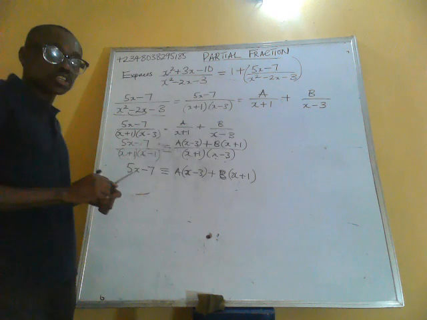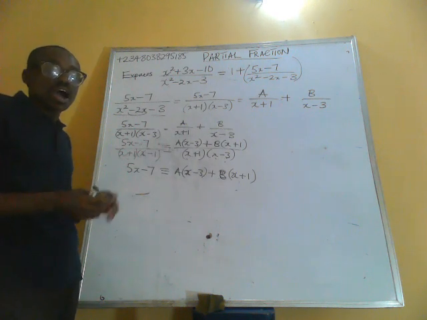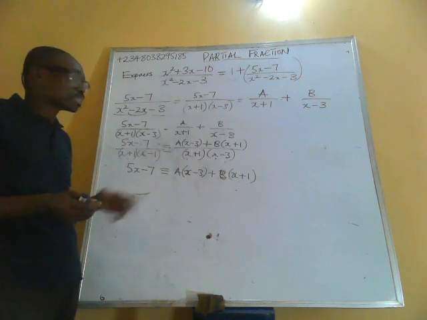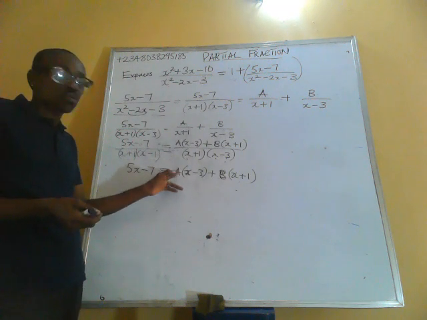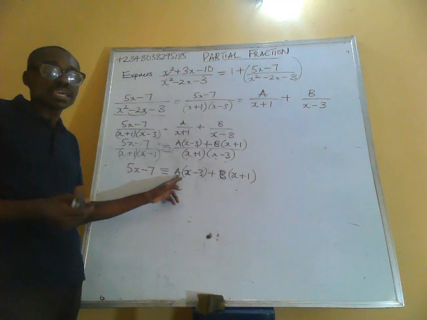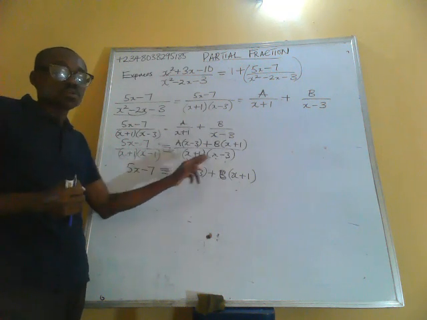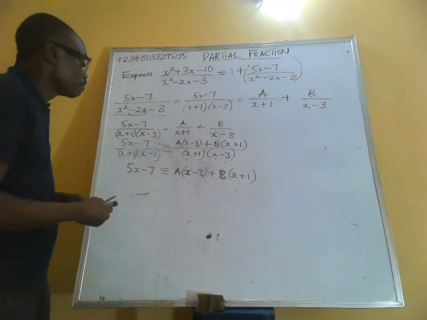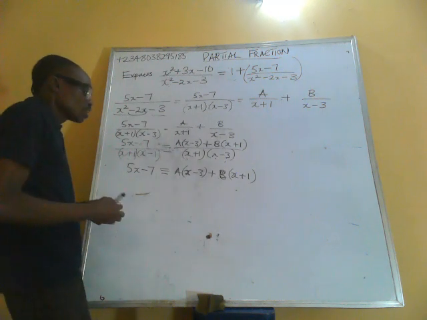So all we need to do now is to find the value of a and b. In the previous video, I showed you two methods we could use. There is the method of comparing coefficients. There is a method whereby we make one of the constants 0. If we make a 0, we'll solve for b. If we make b 0, we'll solve for a. So let's go ahead and start with making a 0.